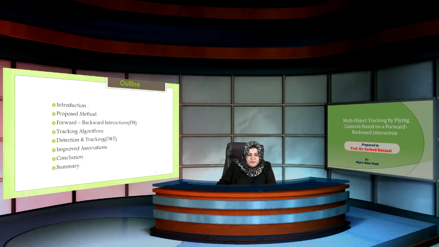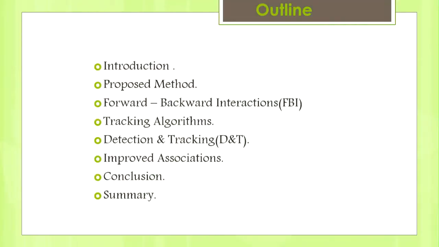Outline: introduction, proposed method, forward-backward interaction (FBI), tracking algorithm, detection and tracking (D and T), improved association, conclusion, and summary.